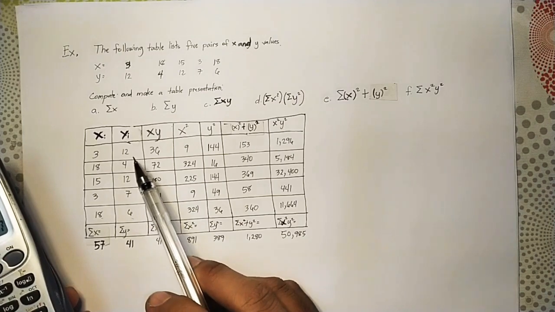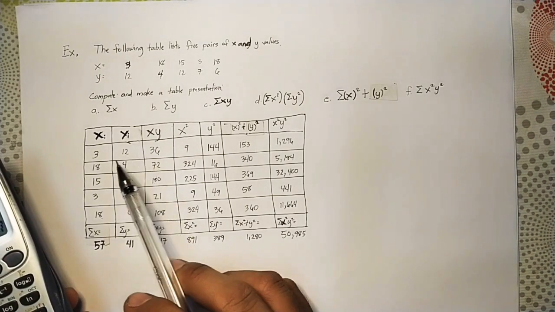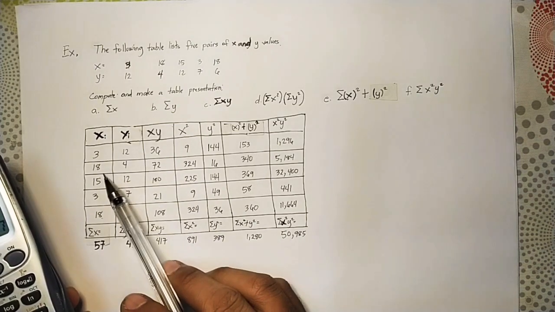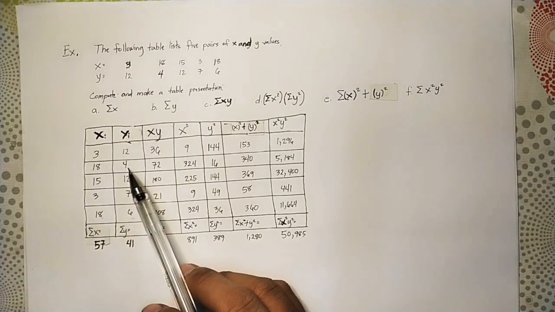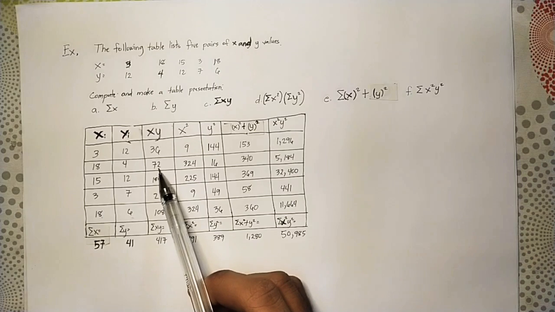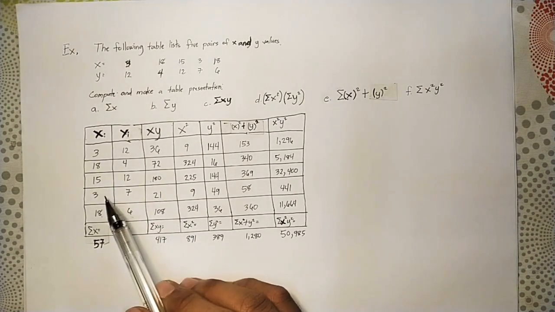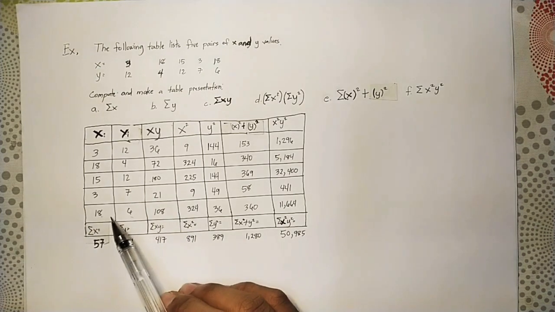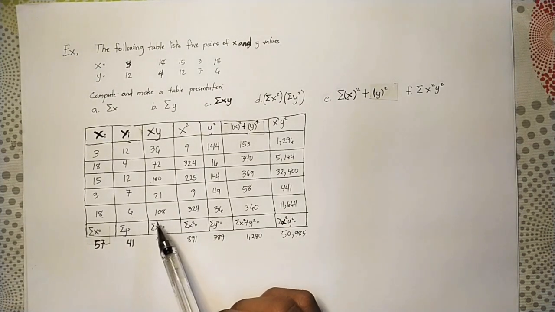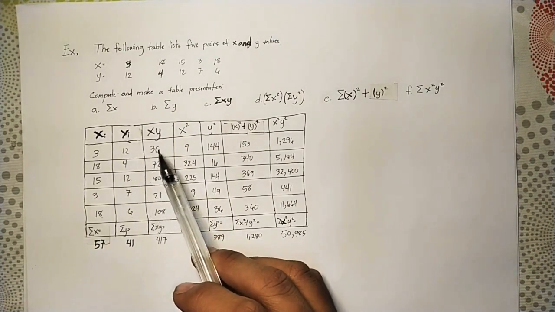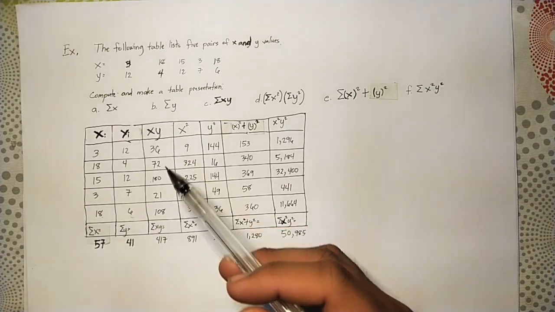x times the values of y. Okay. So we have 3 times 12, the answer is 36. 18 times 4 is 72. 15 times 12 is 180. 3 times 7 is 21. 18 times 6 is 108. In order for us to get the summation of x times y, kailangan muna natin silang pag-multiply. Kaya siya merong ganyang table.